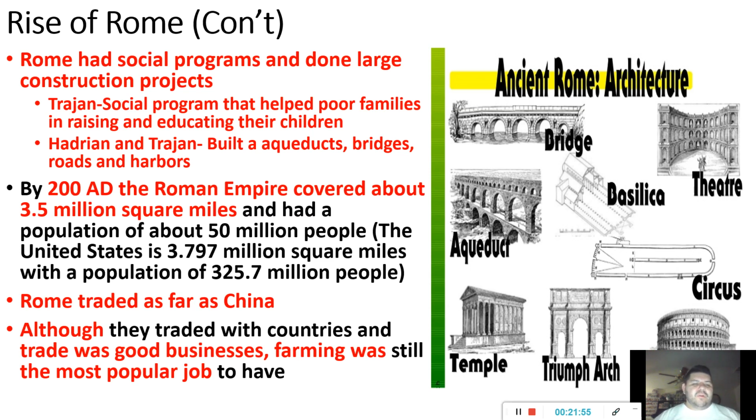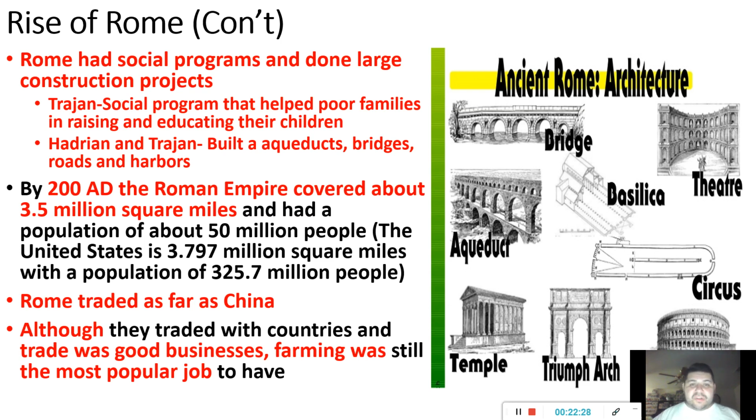So by 200 AD, the Roman Empire covered about 3.5 million square miles. Just to give you an understanding, the United States is 3.7 million square miles. Okay, so it was pretty big. Now, they traded with everyone. They traded with whoever had stuff that they or citizens wanted. So they traded as far as China.